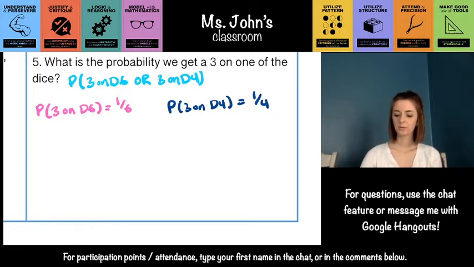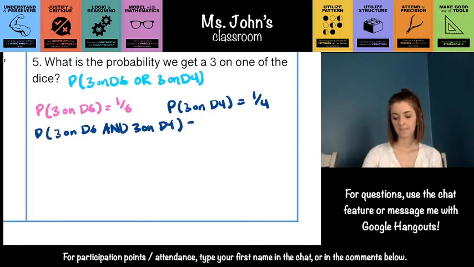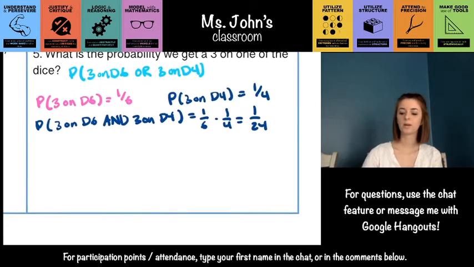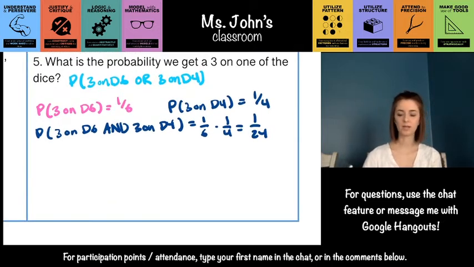And then what's the probability of getting a 3 on the d6 and a 3 on the d4? This is the part that we're taking away because we would have counted it twice. To find that, we just multiply the 3 on the d6 and the 3 on the d4: 1/6 times 1/4 is 1 out of 24 total options. So there's only one of the total outcomes that's a 3 on both.